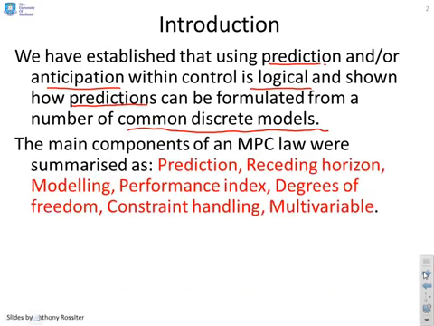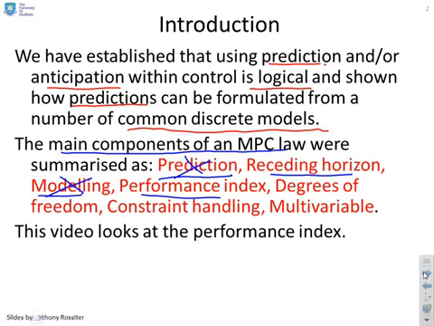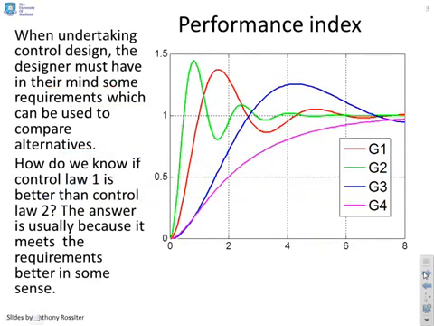Earlier on, what we said was the main components of a predictive control law were things like prediction, receding horizon, modelling, performance index, degrees of freedom, constraint handling, and multivariable. Well, we've done prediction and we've implicitly done modelling in the earlier videos. So what we want to look at next is this concept of a performance index. What is it? How do we define it? How do we use it?